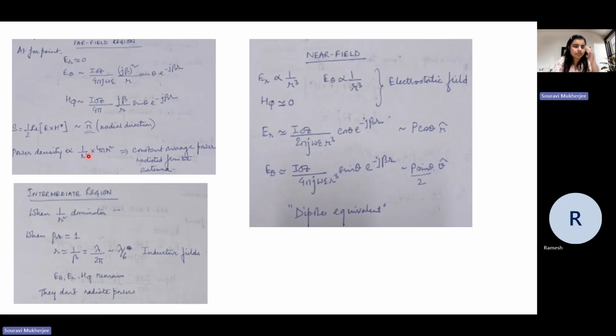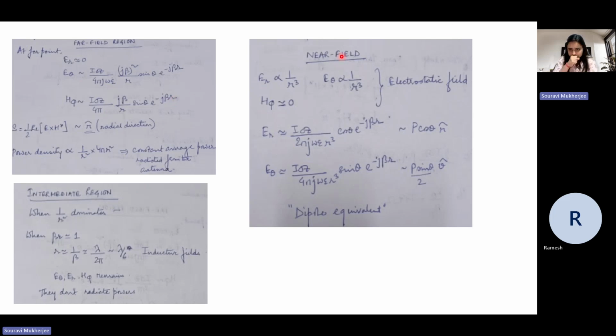Now if you want to find the total average power, you would have a 1 by r square, and then you multiply by 4 pi r square dr, that's your volume element for a sphere. If you do that, you see that it's a constant average power. So in the far field regime, a constant average power is getting radiated from the antenna, and it does not depend on the distance anymore. These will be the typical expressions for your electric fields and magnetic fields.